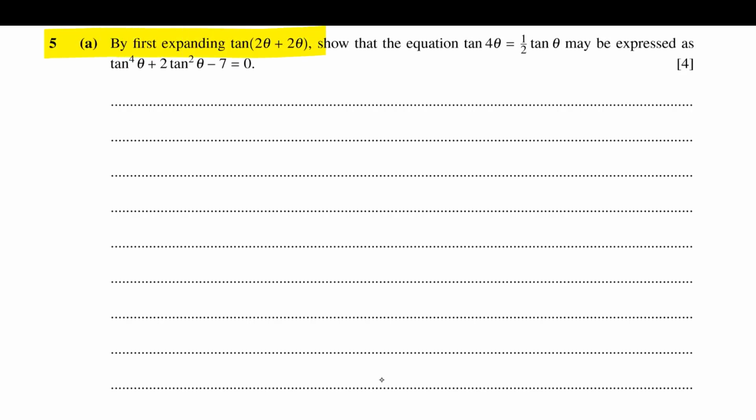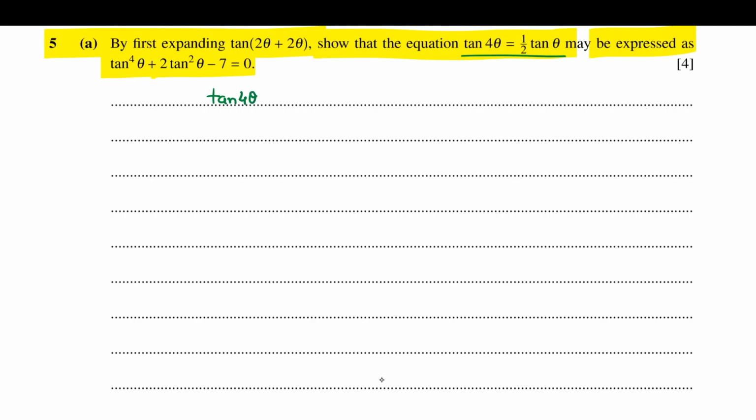Here's the fifth question, that is the last question for this. By first expanding tan(2θ + 2θ), show that the equation tan 4θ = half of tan θ may be expressed as tan⁴θ + 2 tan²θ − 7 = 0. Means we are going to use the addition formula of tan, and the double angle also we will be using.